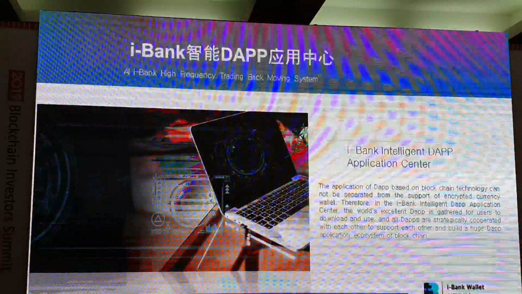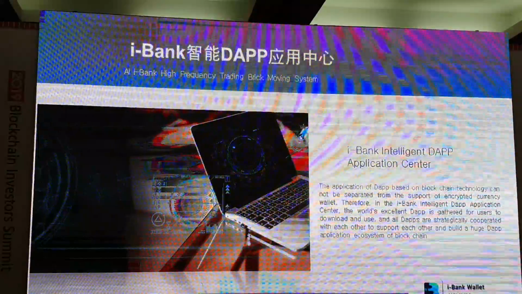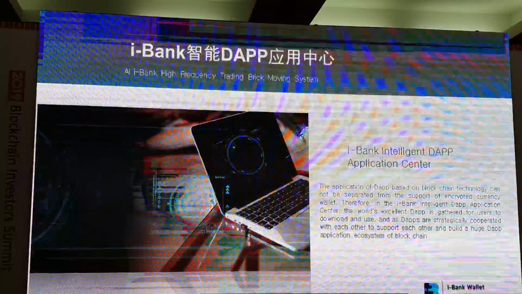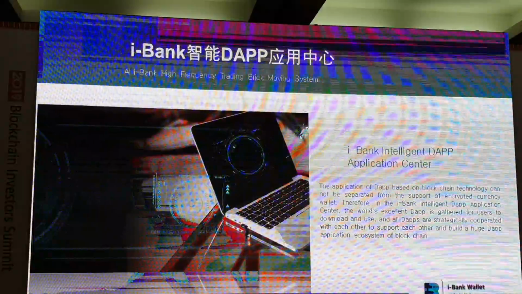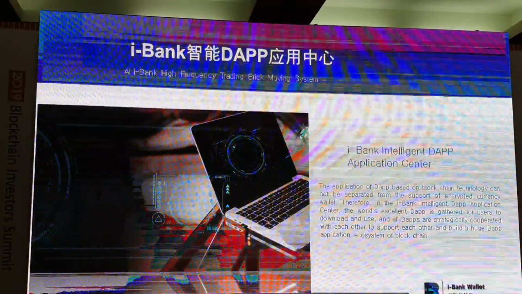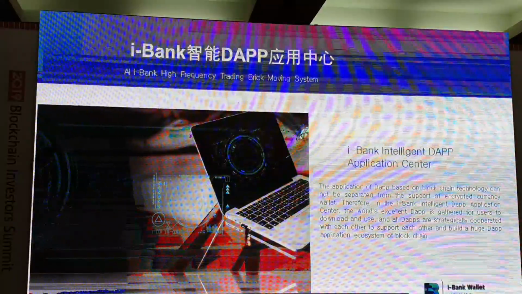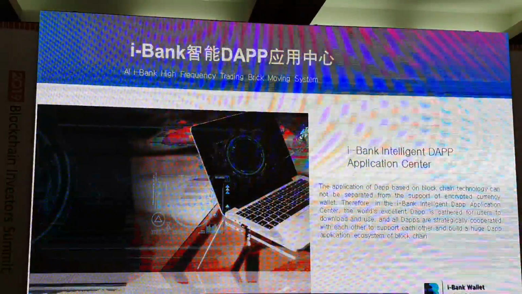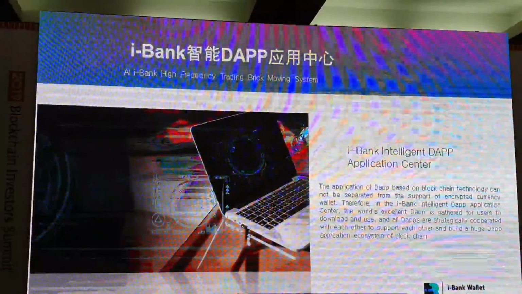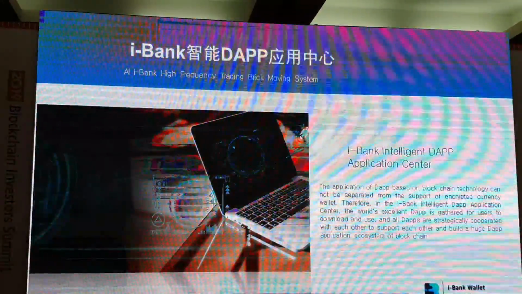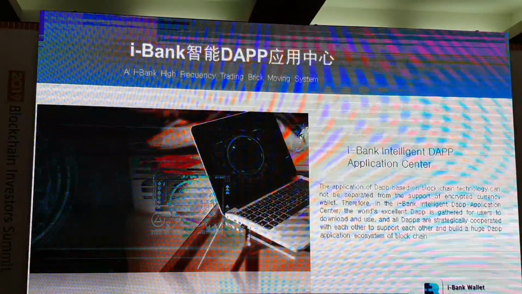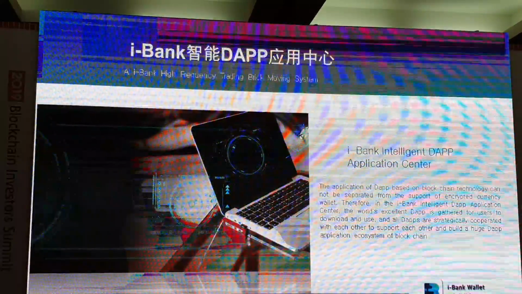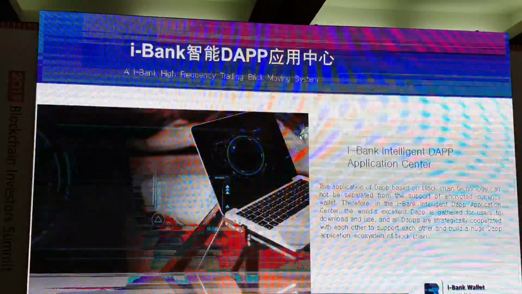Now let's talk about the ibank DAPP, which is a decentralized application. The ibank intelligent decentralized application center. The application of APPs based on blockchain technology cannot be separated from the support of a currency wallet. Therefore, in the ibank intelligent APP application center, it works excellently. The APPs are gathered for users, and all the APPs strategically cooperate with each other to support each other and build a huge APP application ecosystem of blockchain. I think this is the most important because it's decentralized. The main point of blockchain and ibank is decentralization. No banks, no commissions. So this is a decentralized APP.